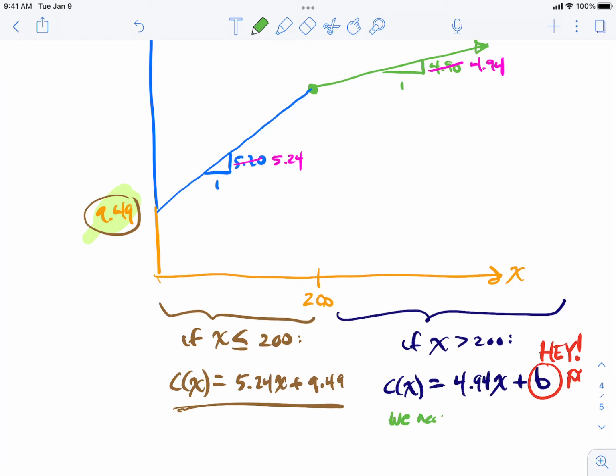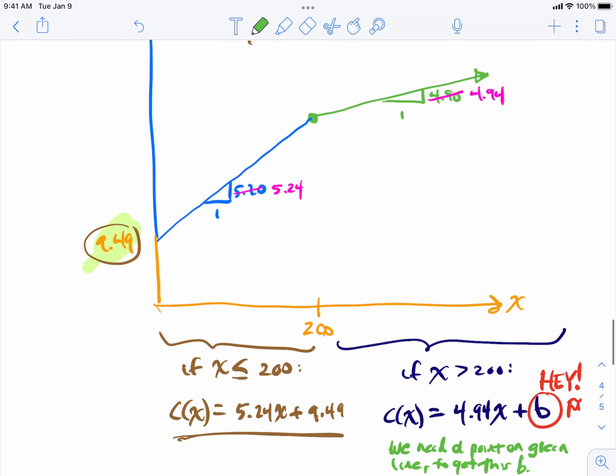We need a point on the green line. This is how you spell green. To get the B, to get this B, we need a point on the green line. Well, you see that point right there? We can actually figure out the coordinates of that point. And that would be good because that point is on the green line.